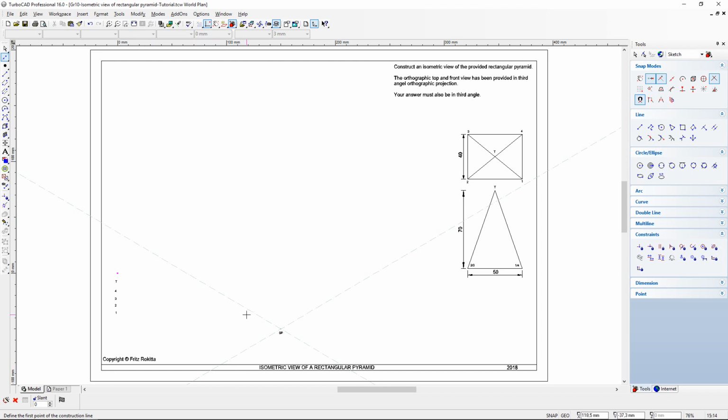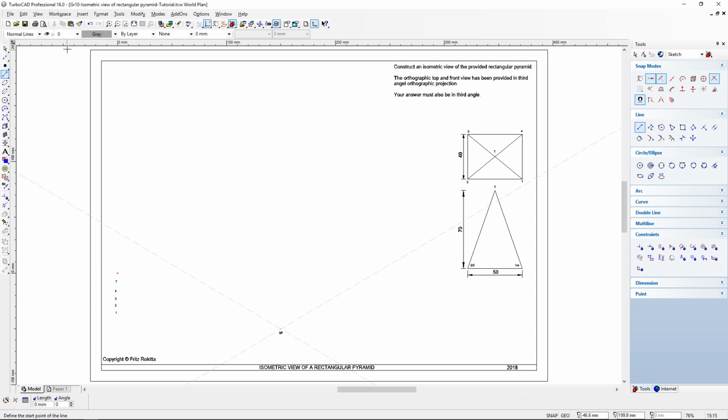Now we also understand that in third angle we have our front view on the left and viewed from the left to the right, and then our depth would be drawn on the right hand side, and then it will be viewed from right to left. So let's start the drawing by drawing in the base of our rectangular pyramid first.